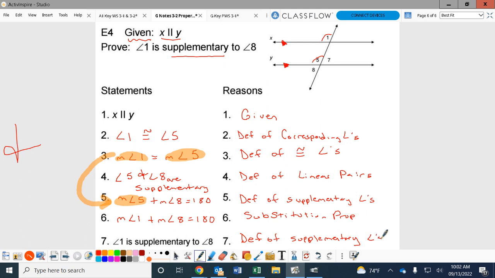Guys, they're going to keep using proofs. They're going to keep building with the things that we learned. They're not going to just give you proofs where you have to do it all on its own. But you do have to be able to build proofs once they give you some basics within the problem.